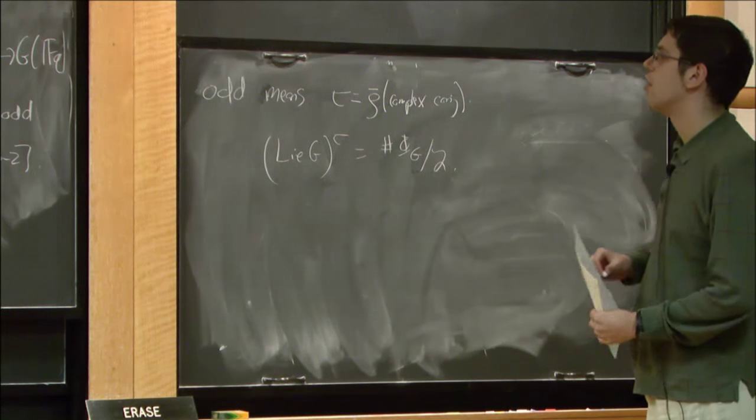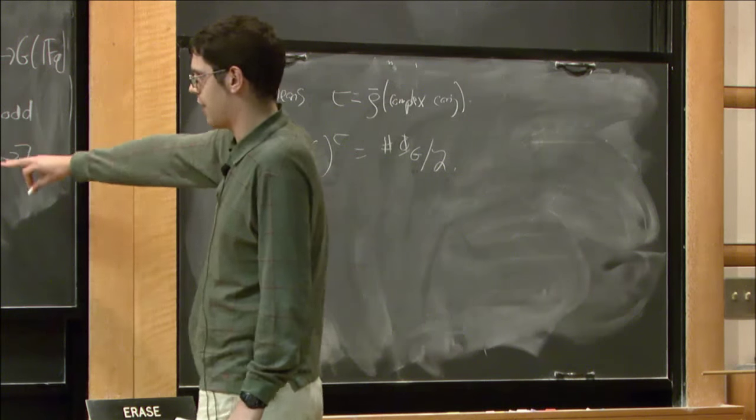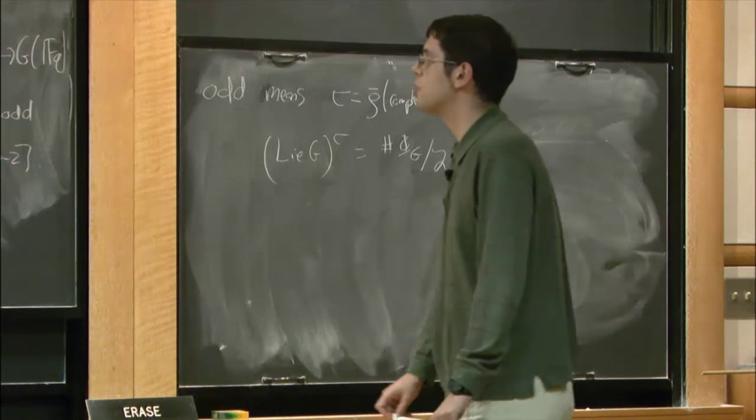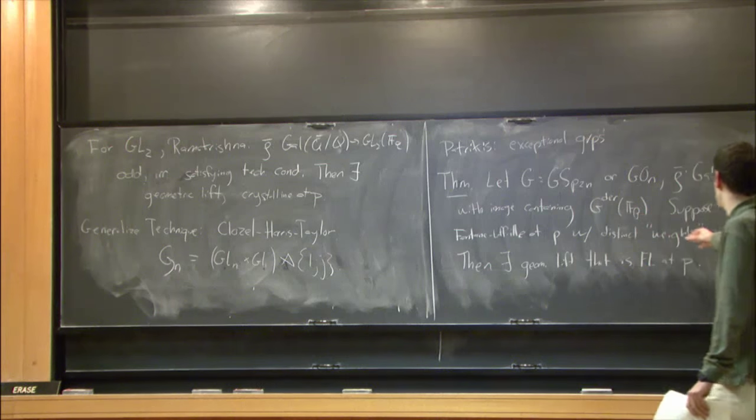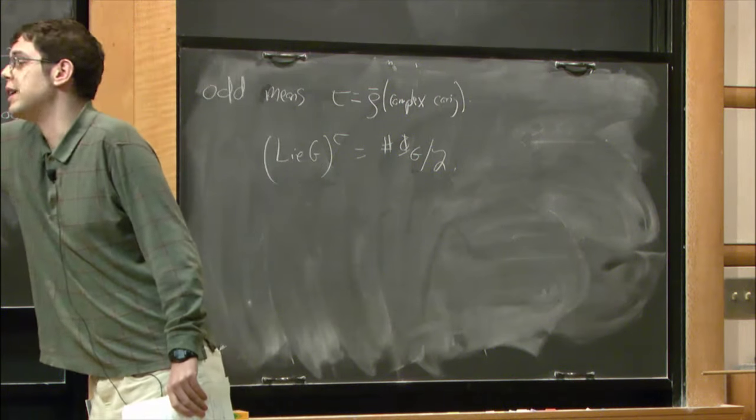Okay. So there are some hidden assumptions in here. Let me spell them out. The first one is, in contrast with Ramakrishna's result, we don't see the word irreducible, but that's implied by this big image assumption.